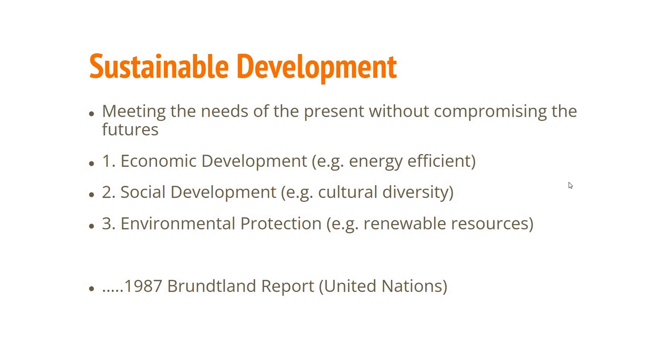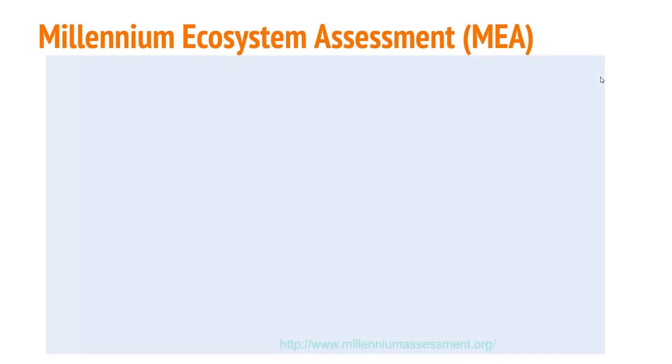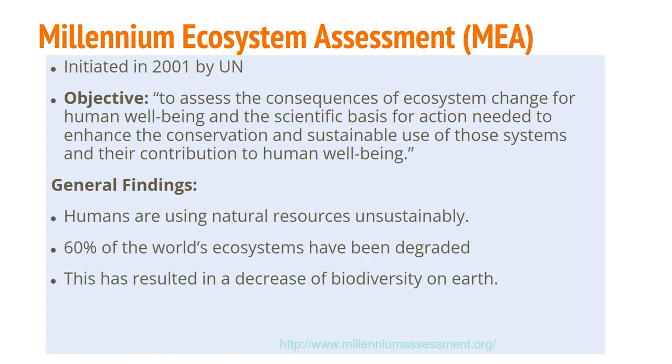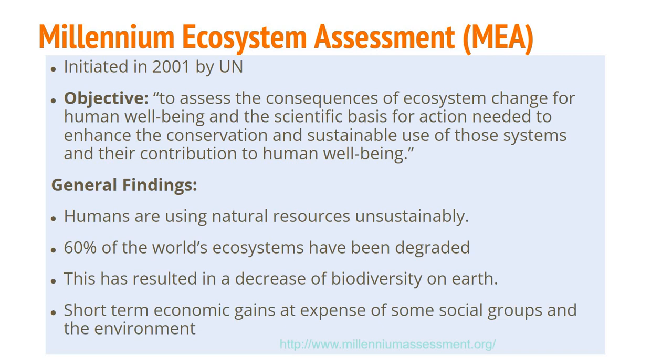How do we go ahead and get a sustainable loop? Well, you could have economic development, such as making energy systems efficient. You could have social development, such as getting some sort of cultural diversity. You could have environmental protection, and there's been a number of times where the United States and other countries have come together to do environmental protection. The Brundtland Report in 1987 was one such attempt. Another attempt was the Millennium Ecosystem Assessment. This was also done by the United Nations. You don't have to remember all these parts here. It's pretty obvious what they were trying to do here.